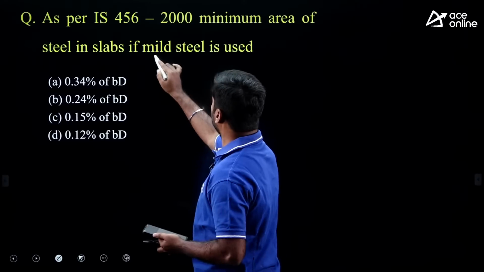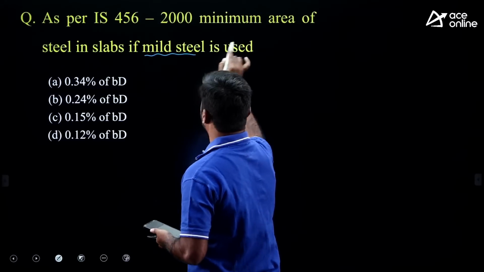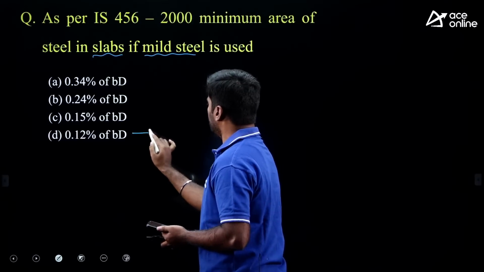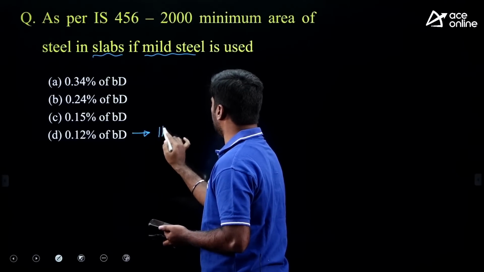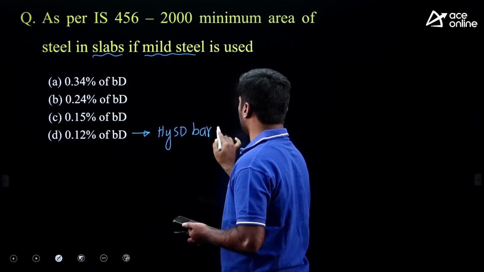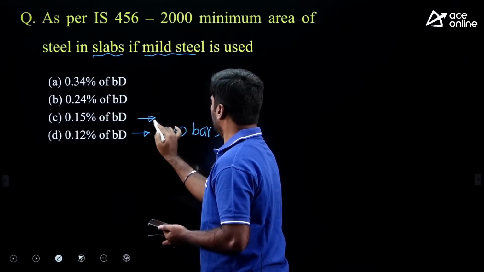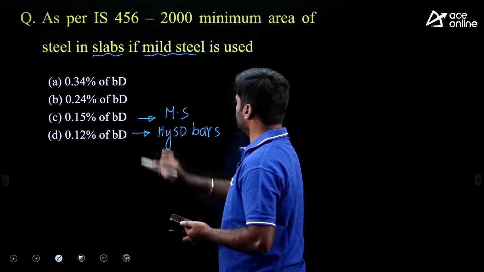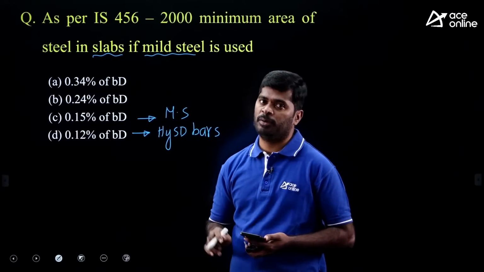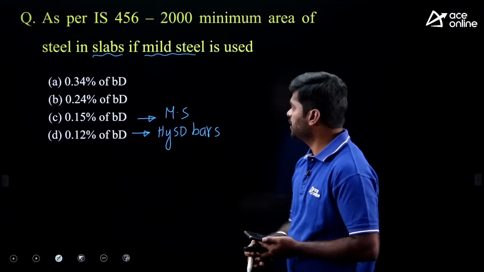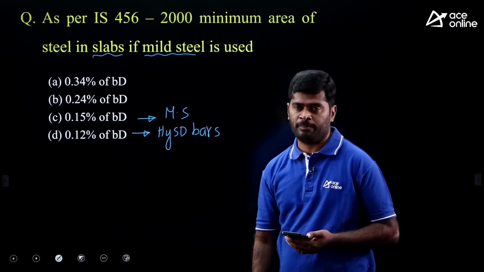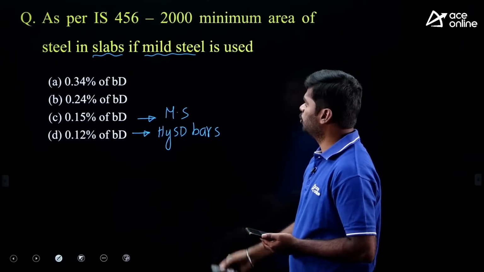Here it is clearly mentioned mild steel. In slabs, they are asking for minimum steel. My dear, for HYSD bars, minimum steel will be 0.12% of BD. If mild steel is used, the minimum area of steel recommended by IS code is 0.15% of BD. B is the width of the slab, where capital D is the thickness of the slab. Okay, my dear, then we'll move to the next question.